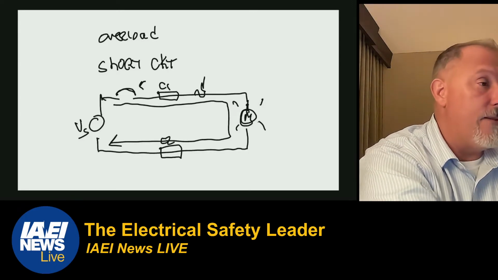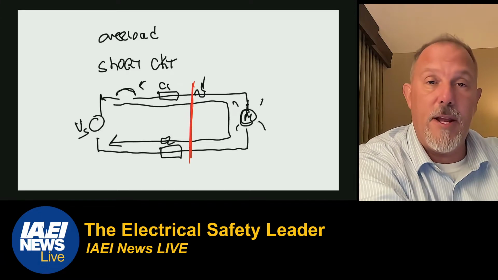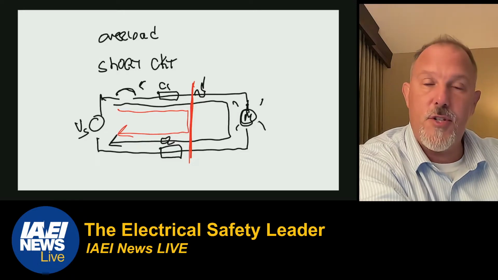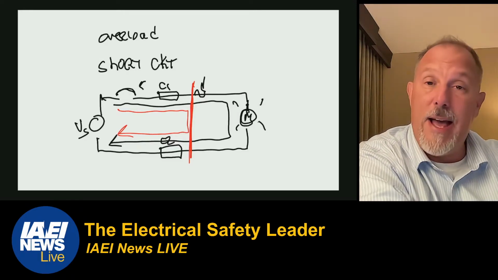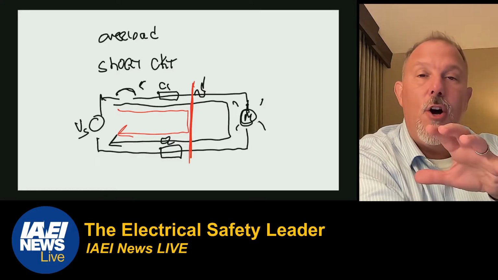A short circuit, if I have a short circuit in my system, say I break the circuit here, and now my current flows through the short circuit, but it doesn't go through the load. I've gone outside of the path of the circuit, the normal path. Overloads stay in the path of the circuit. Short circuits go outside of the path. So how do I know the difference between an overload and a short circuit? A short circuit is when the current goes outside of the normal path.